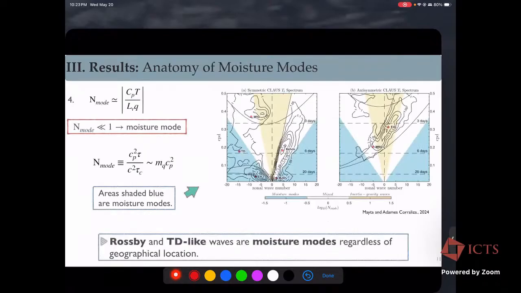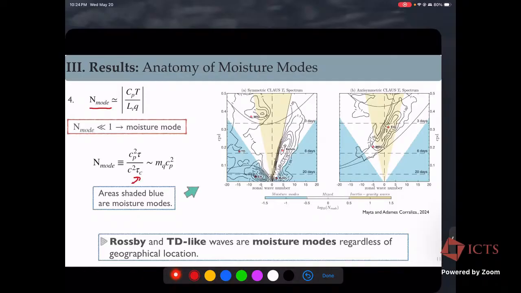Another criterion that can be used to classify the different disturbances over the tropics is the so-called N mode. N mode is a non-dimensional parameter that basically measures the relative contribution of temperature and moisture in the evolution of the moist enthalpy. If this value, N mode, is less than 1, we can say moisture governs the thermodynamics of this disturbance.